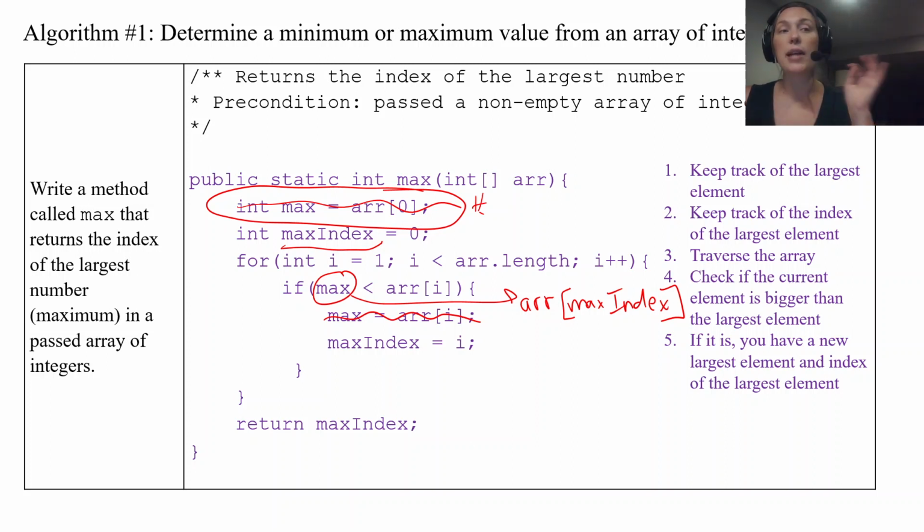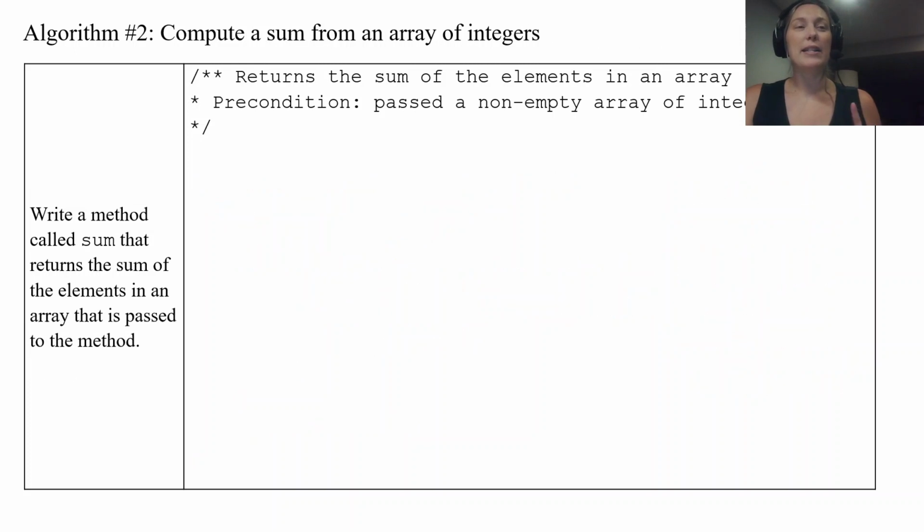You'll notice small things like that throughout all of these algorithms, and that's a good thing that you're starting to recognize that. Okay. So determine a min or a max, and you can see how we can slightly change this so that we would find a minimum in an array of integers. Okay. Let's move on to the second algorithm.